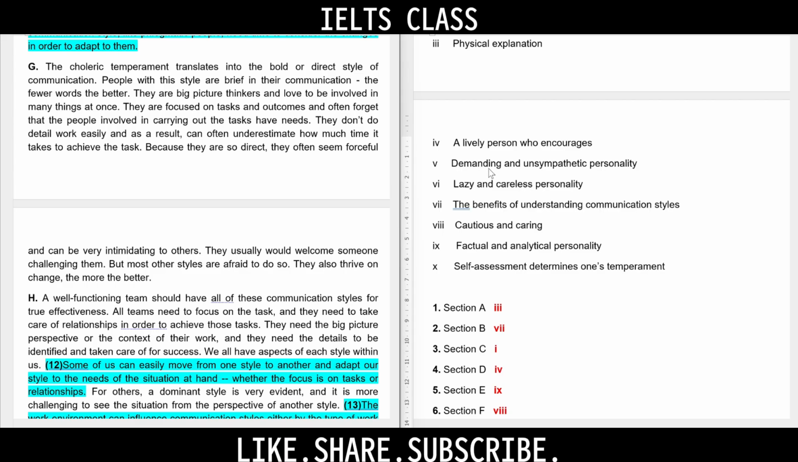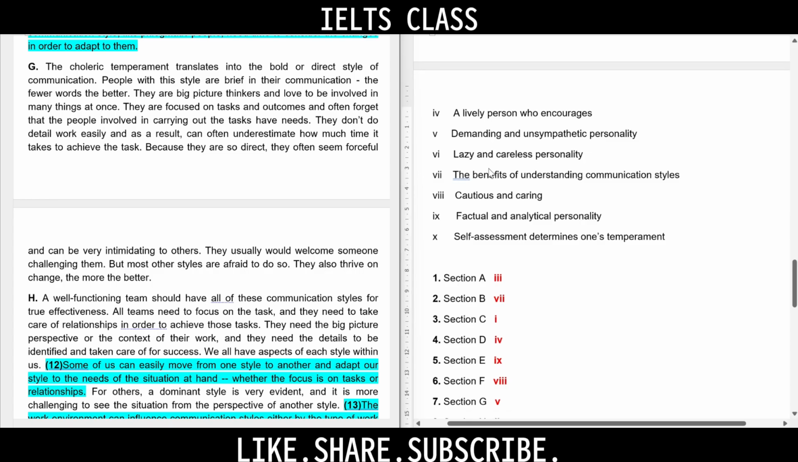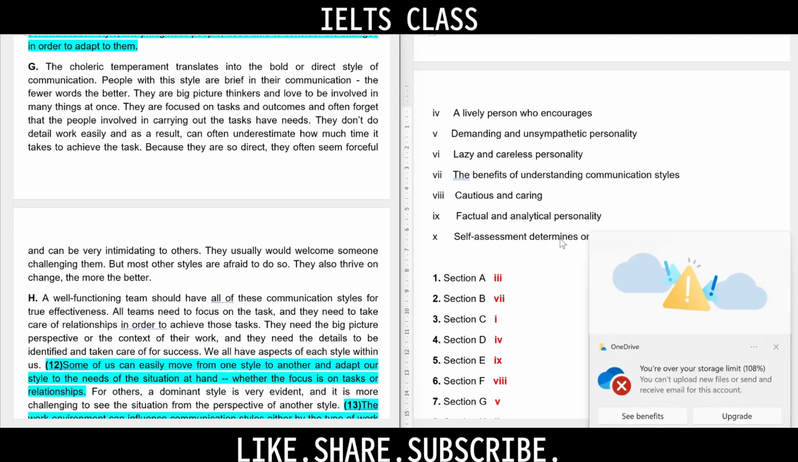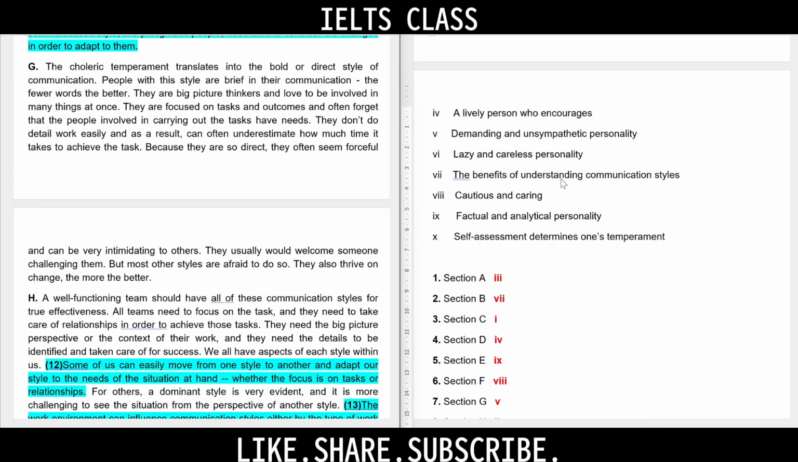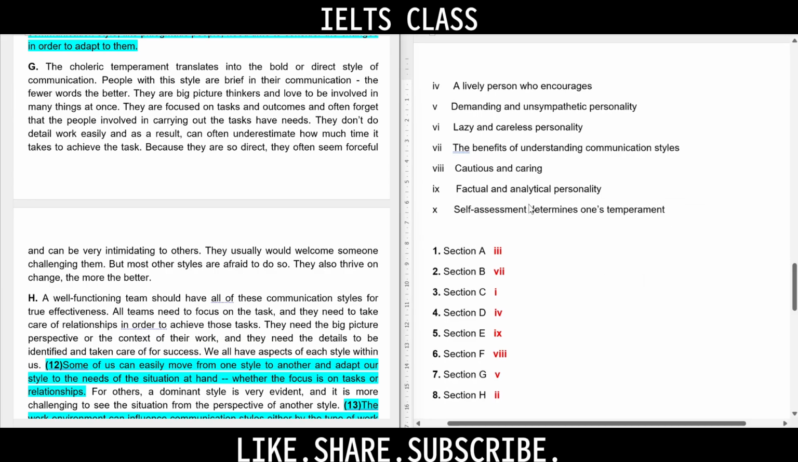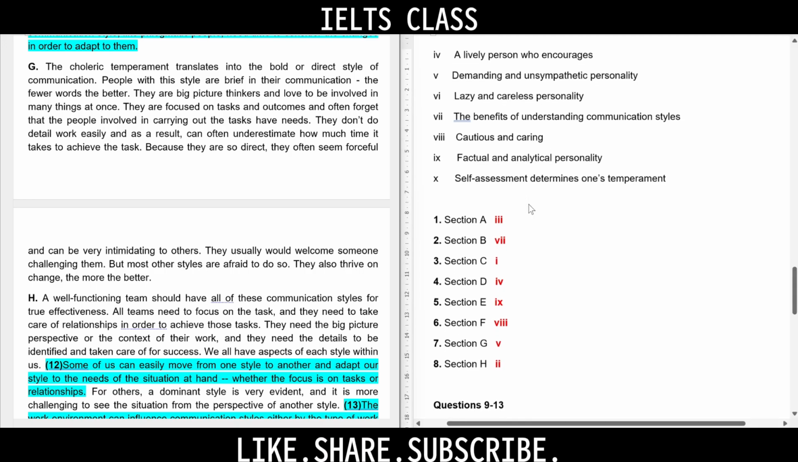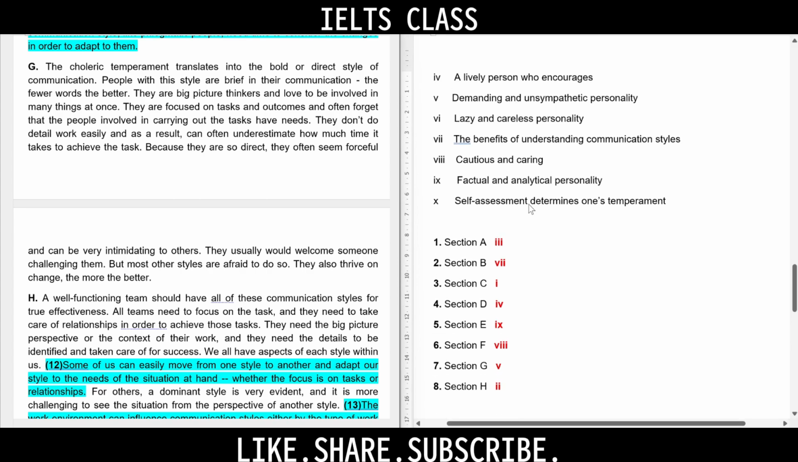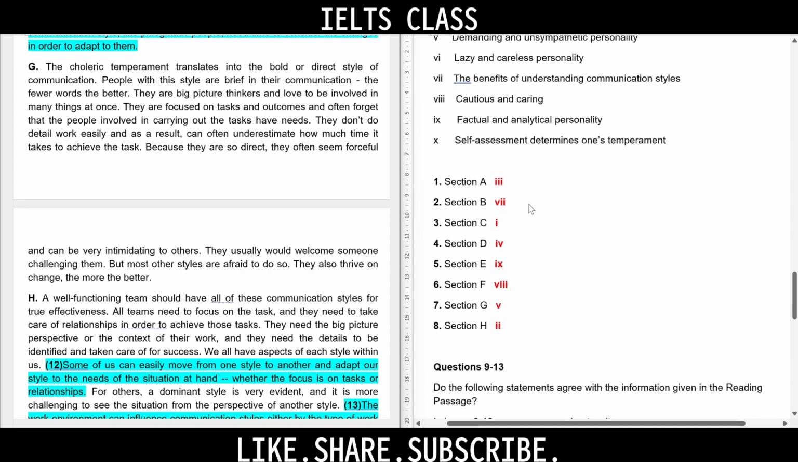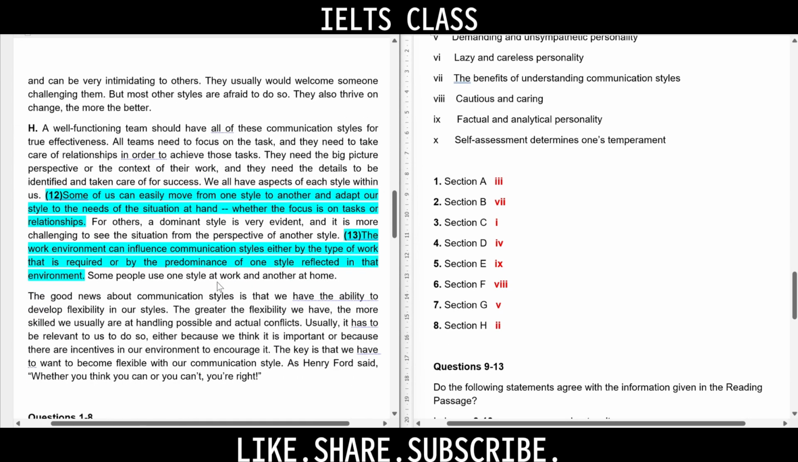Number 5 heading. Lazy and careless. I mean, they are careless because they are not into details, but they are not lazy. So this is not the answer. Benefits of understanding communication styles. No. Cautious and caring. They are not cautious because they are not into details and they are not caring as well. Factual and analytical personality. Again, they are not into details. So no. Self-assessment determines one's temperament. No. The answer is 5. Demanding and unsympathetic personality. Paragraph H.